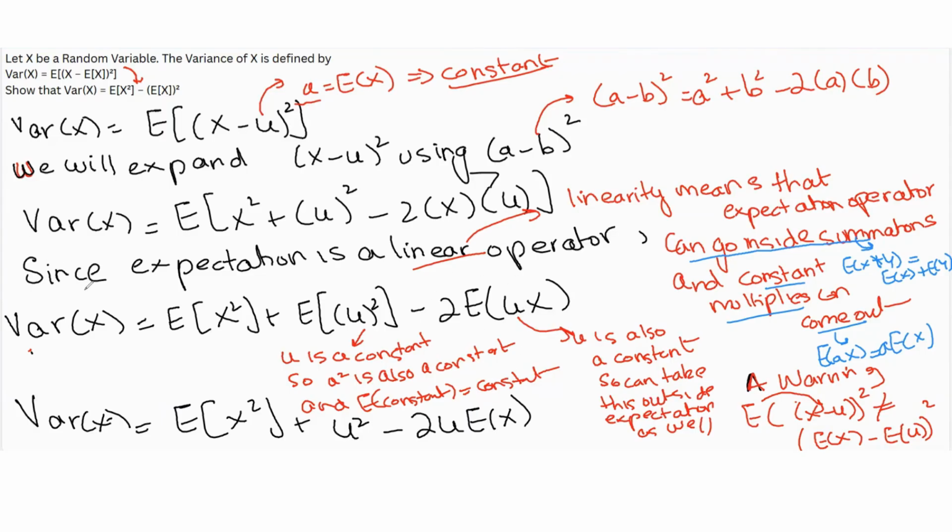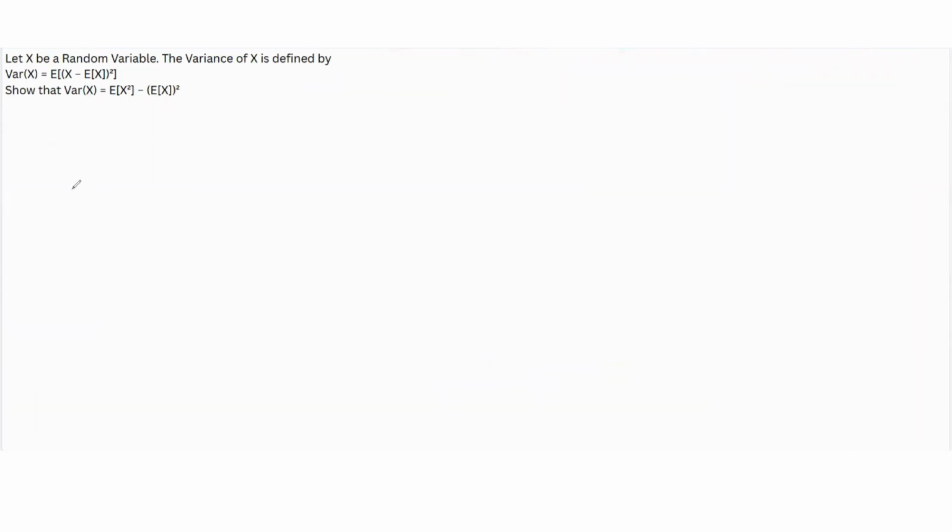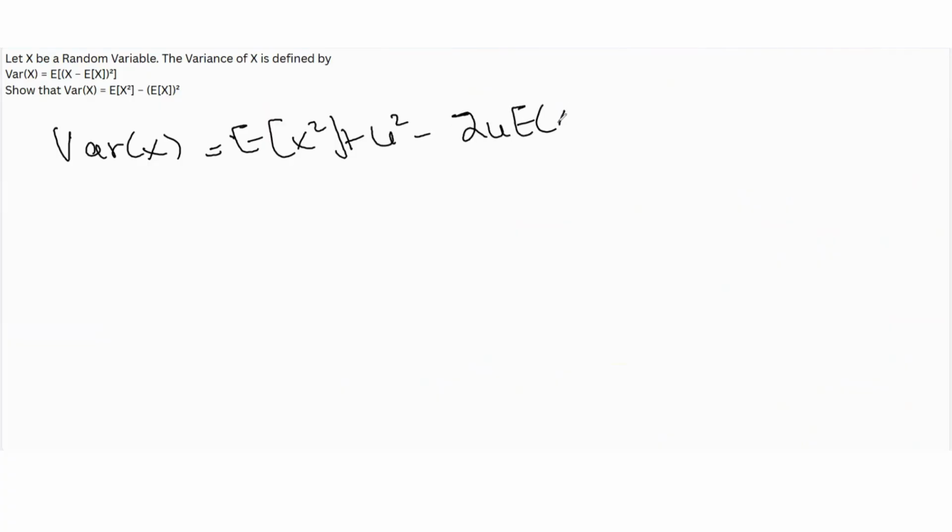Let me just clear this up. So this is what I've written so far. Let's just write this again. Okay, variance of x is equal to expected value of x squared plus mu squared minus 2 mu expected value of x, right? This is what I've written so far.